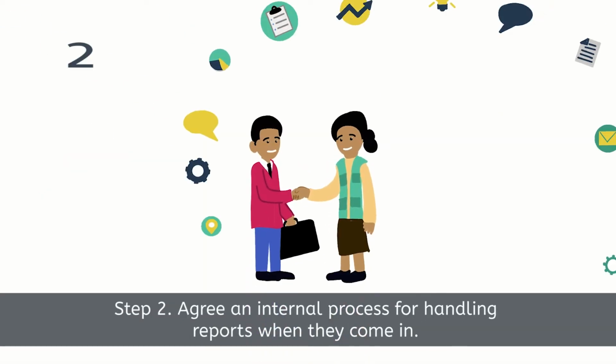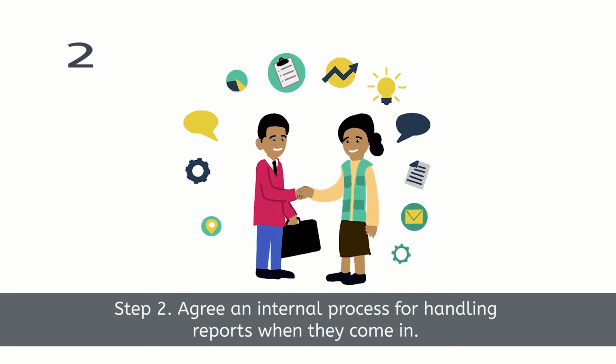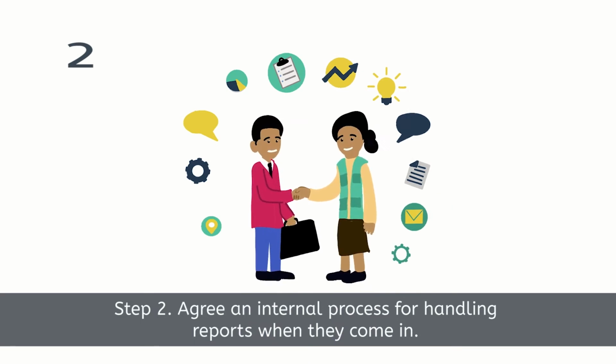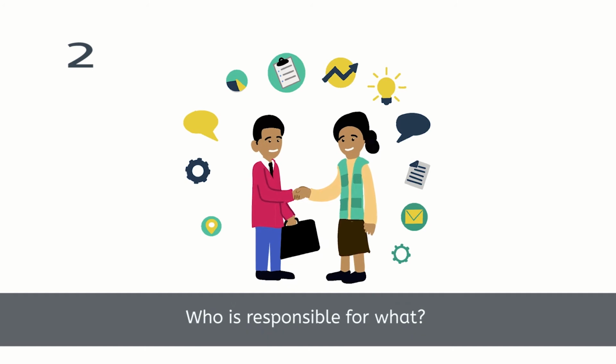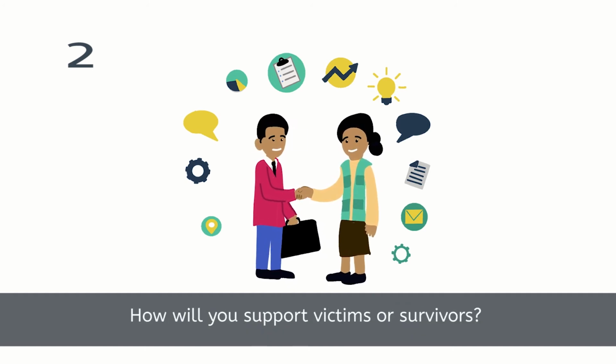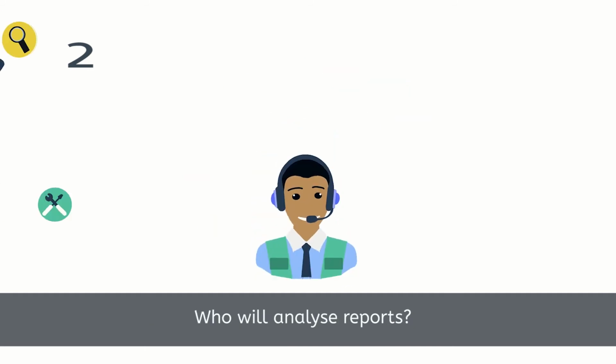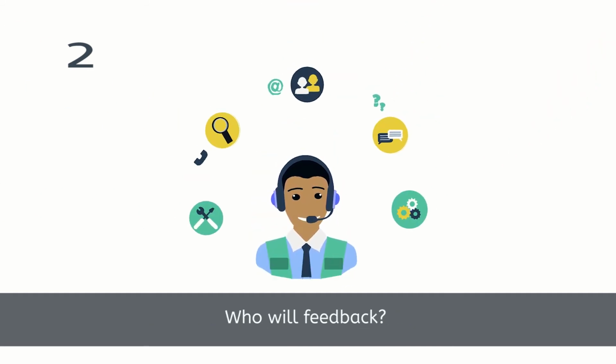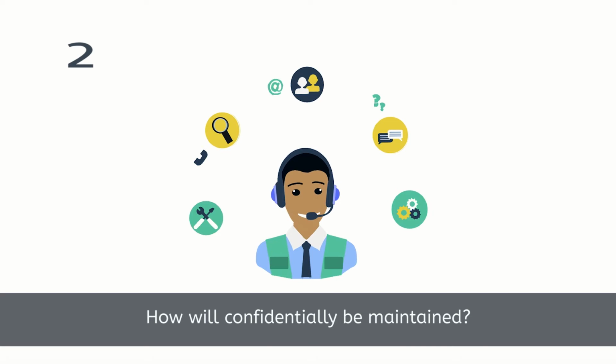Step 2. Agree an internal process for handling reports when they come in. Who is responsible for what? How will you support victims or survivors? Who will analyze reports? Who will feedback? How will confidentiality be maintained?